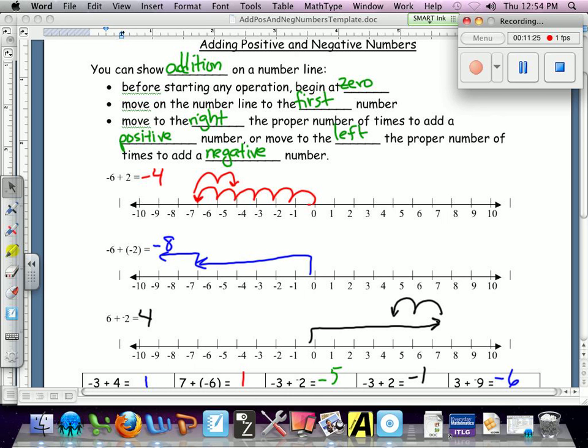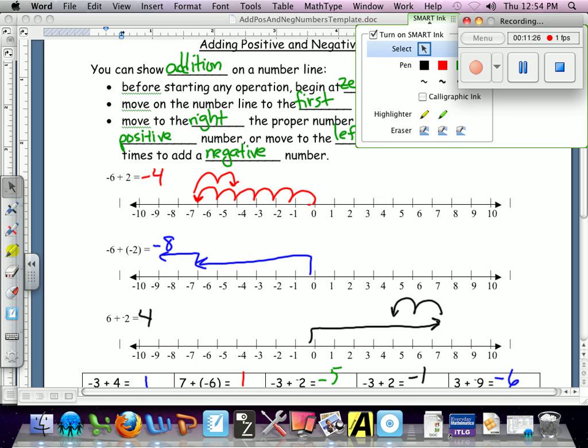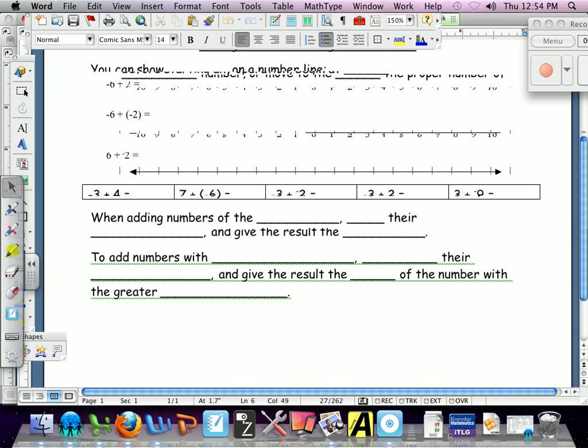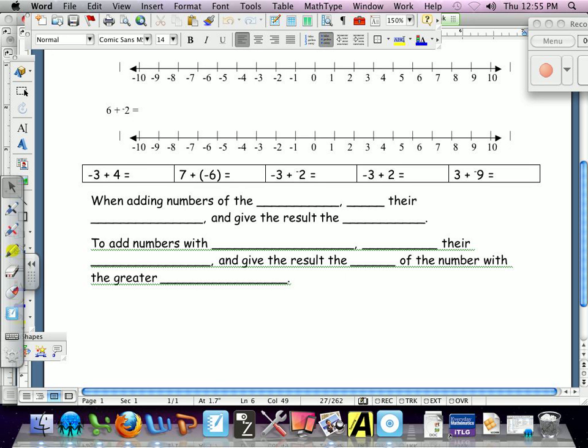So I'm going to go ahead and clear that ink so we can then just put in the algorithm. Because unless it specifically says that you need to model it, you can just use the algorithm. So when adding numbers of the same sign, you need to add their absolute values. And give the result the same sign.